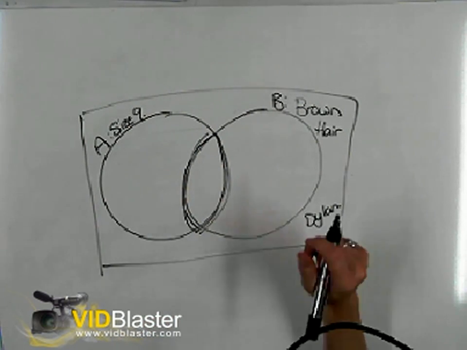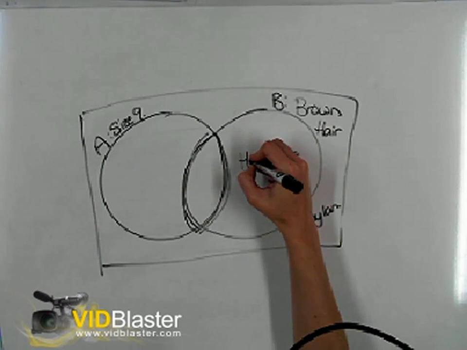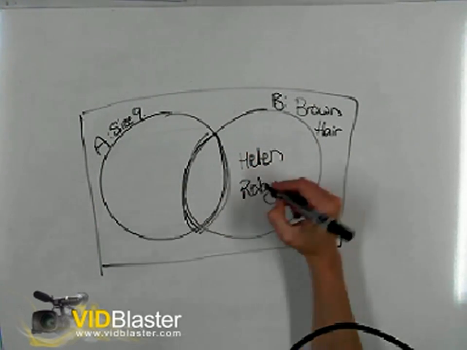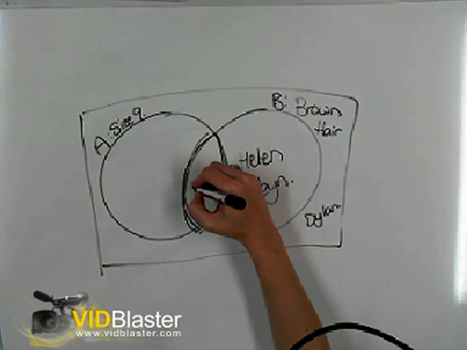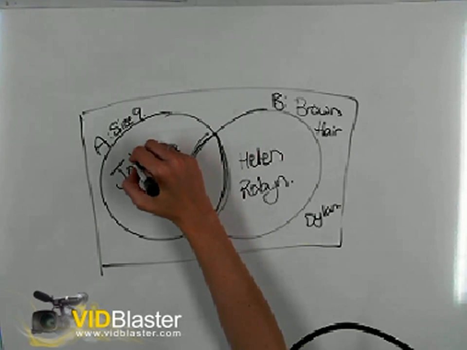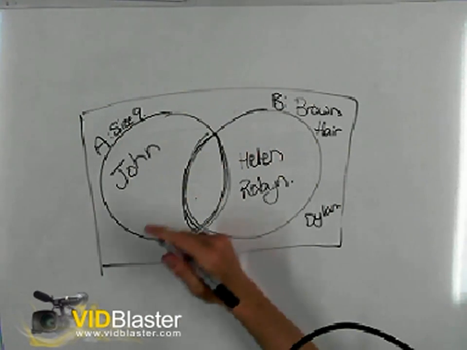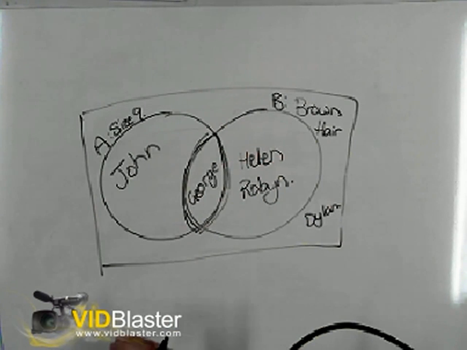But, Helen, do you have size 9 shoes? No. But you do have brown hair. I do have brown hair, and I don't have size 9 shoes. However, there will be somebody. Let's try John. John has size 9 shoes, but he doesn't have very much hair, so I think we'll put him over there. But there must be somebody, because we found the clues, who has both size 9 shoes and brown hair. I'm just going to say George. It's always George's fault.